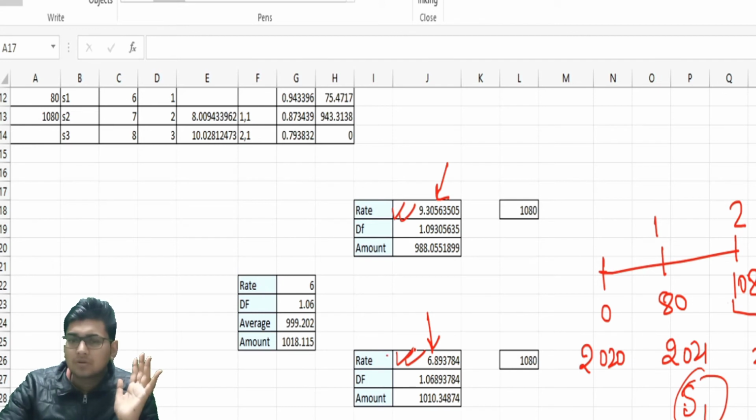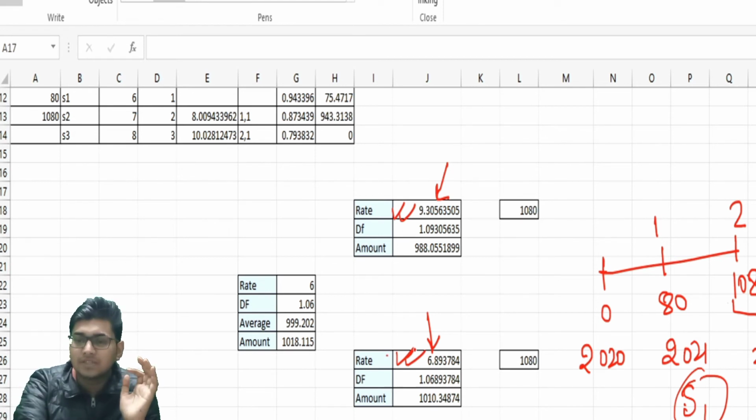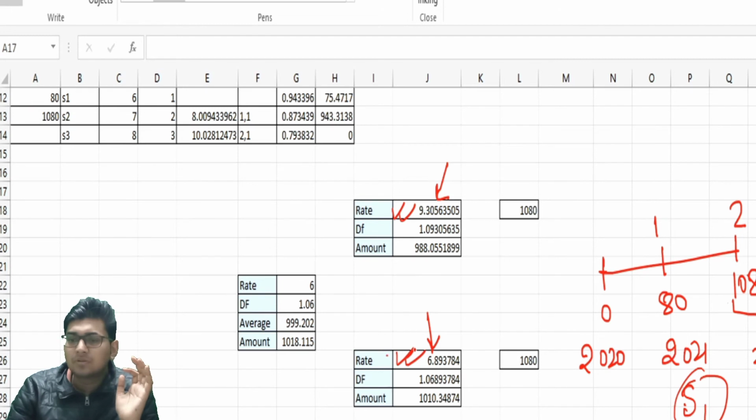Clear? So now, what will be the next course of action from here onwards? The next course of action is to discount these values. Discount these values means, what is my value? You will see 1080. 1080, you need to discount it at the rate of 9.30, and after discounting it, you will be getting this value. Similarly, you will be discounting at this rate and you will be getting this value.